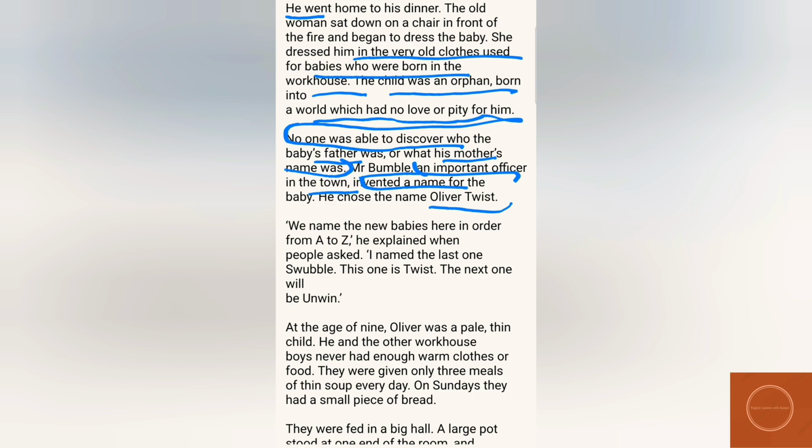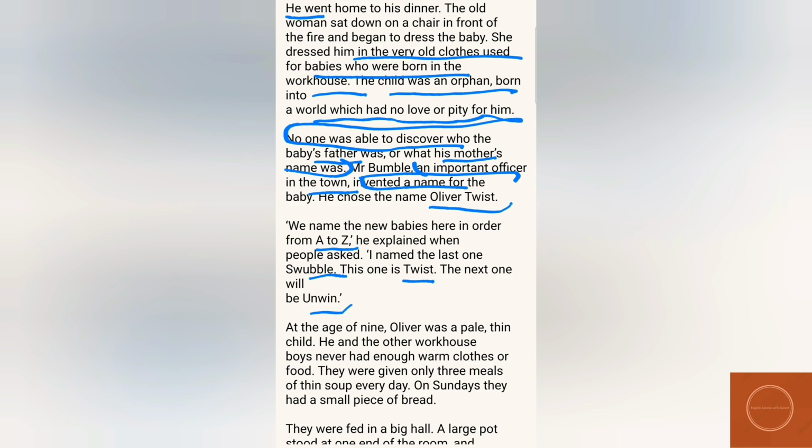Now, why did he specifically name him Oliver Twist? Did he have some special feeling, love for the baby? No, not at all. This is in the next paragraph, they're showing how he actually named the baby. He's saying that we name the new babies here in the order from A to Z. Means they name the babies that are born in alphabetical order. He explained when people ask, I name the last one Swabble, this one Twist, and the next one would be Unwin. At the age of 9, Oliver was a pale, thin child.